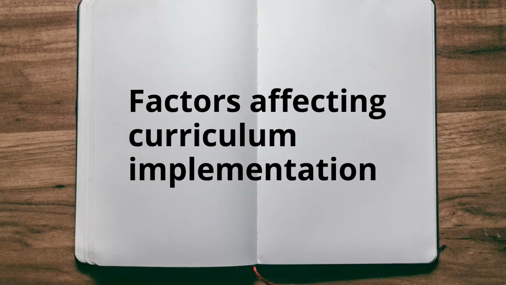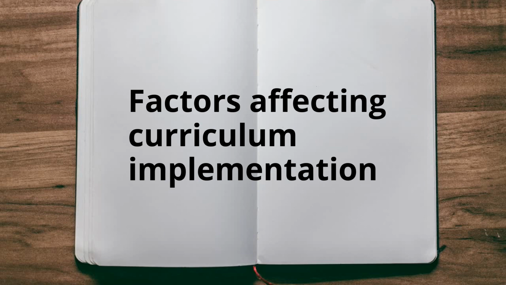There are many factors that affect curriculum implementation. These factors interact with each other, and their influence may vary depending on the specific educational setting. Successful curriculum implementation requires careful consideration and management of these factors to ensure that the intended goals and objectives of the curriculum are achieved. In the slides that follow, we shall look at each of the factors that influence curriculum in more detail.